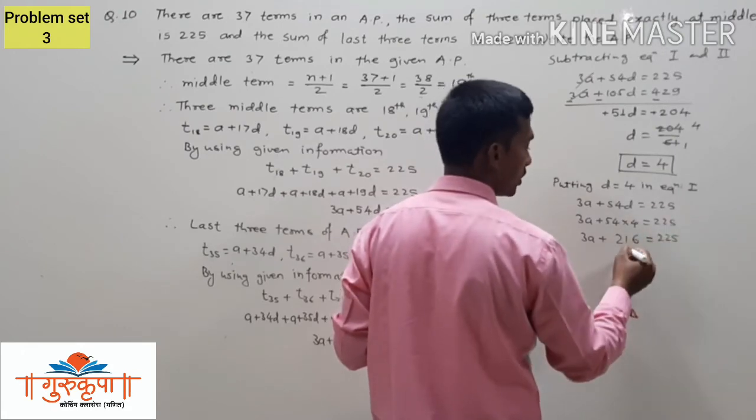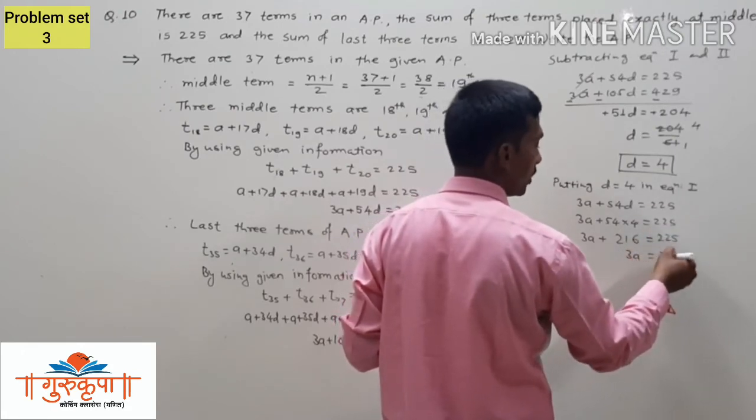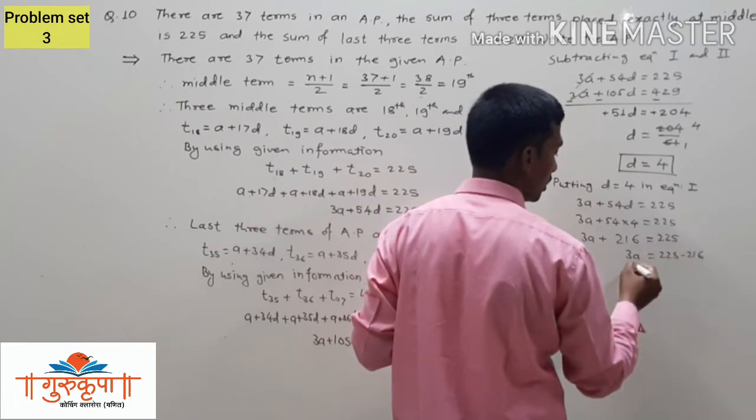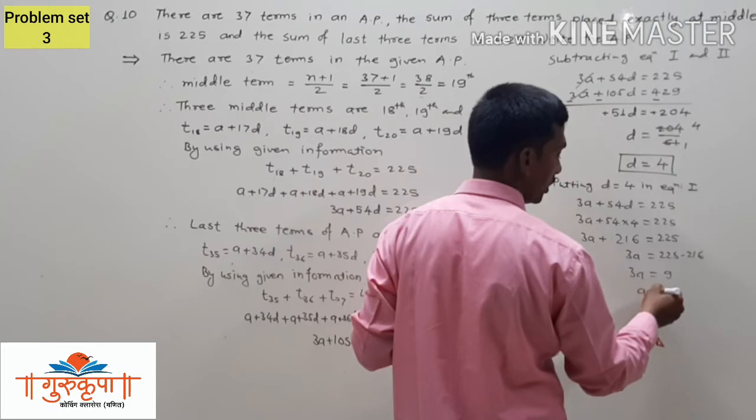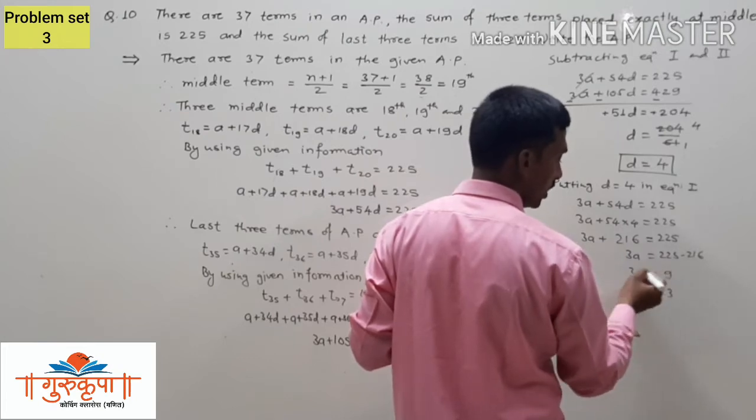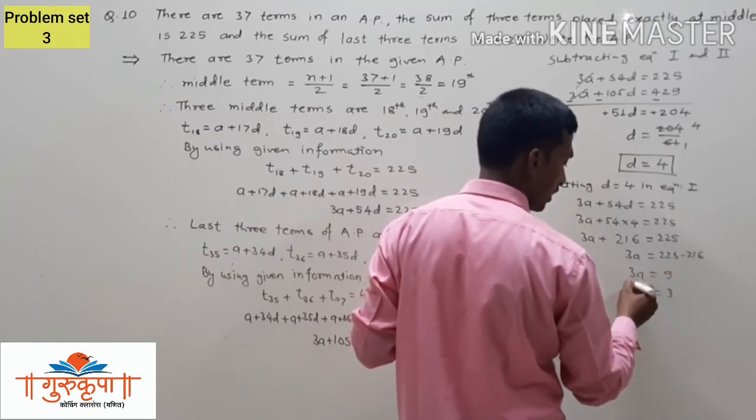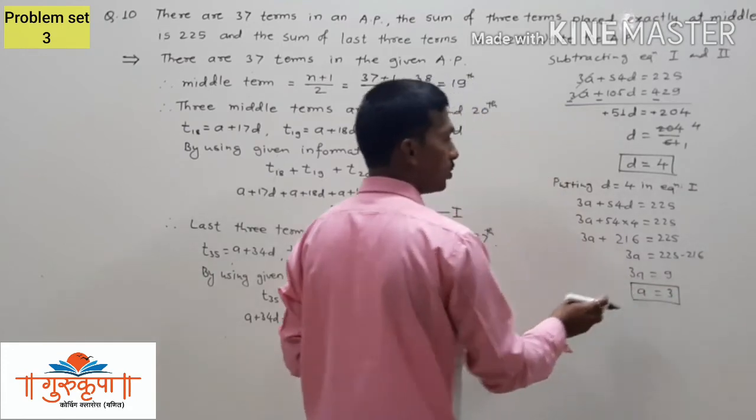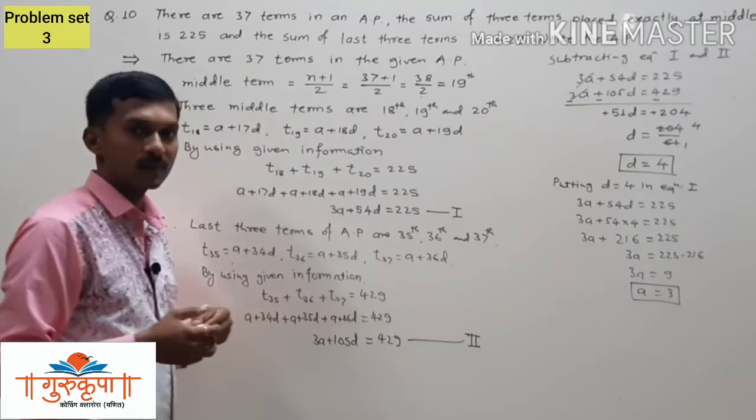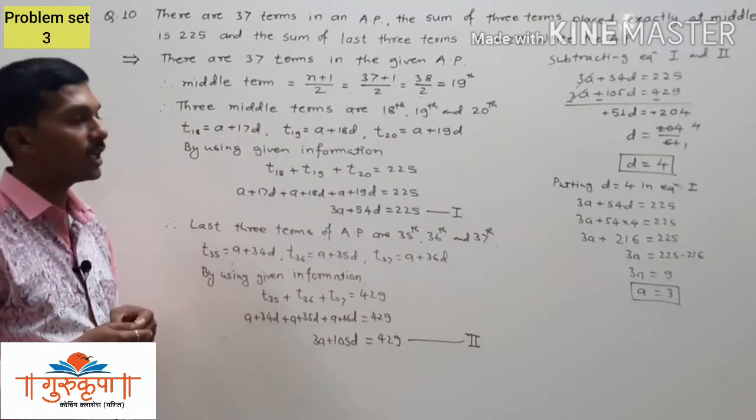Transfer 216 to the right side, that is 225 minus 216. 3a is equal to 9, and we have a is equal to 3. 9 divided by 3 is 3. So here we get the values of a and d.